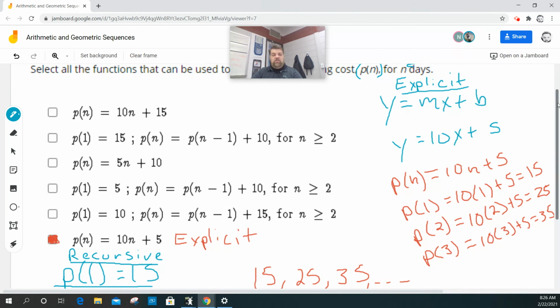So with the recursive, you identify the first term. So this one here, I think, is also valid. Why? Because our first term is 15, and then we're just adding 10 to the previous term. So this is the recursive formula. And that's it for that one.